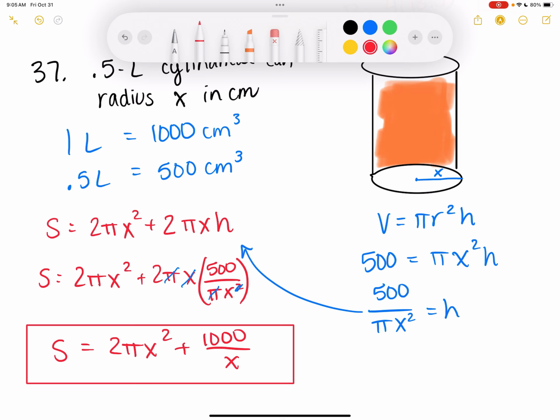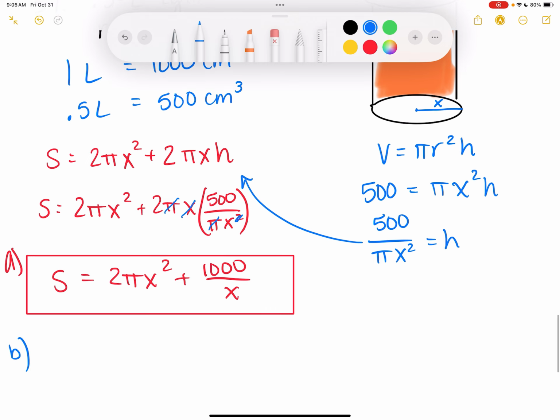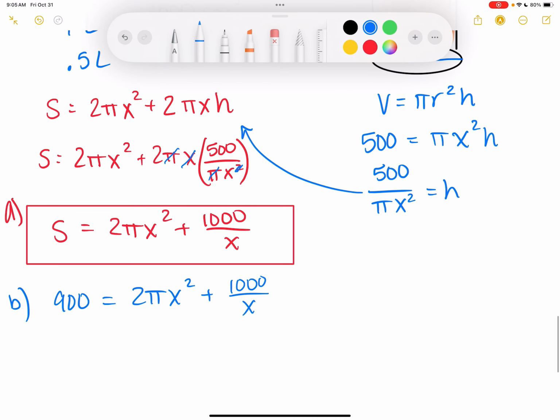All right, then the next thing they want me to do is to find the radius and height of the can if the surface area is 900 centimeters squared. So that means I'm going to take this equation, set it equal to 900. This was A. So I've got 900 is equal to 2 pi x squared plus 1,000 over x. And now I just solve this like the problems I was doing earlier. So we multiply by x on everything. So I've got 900x is equal to 2 pi x cubed plus 1,000.